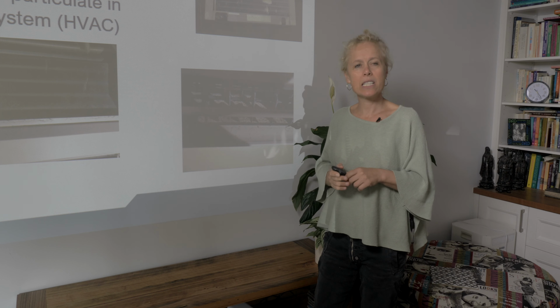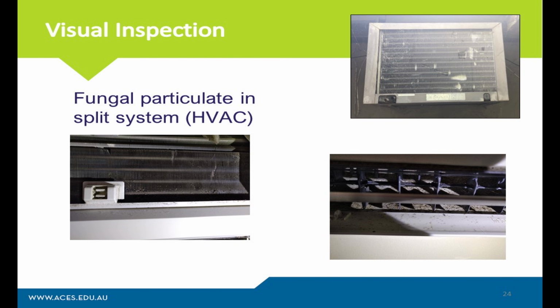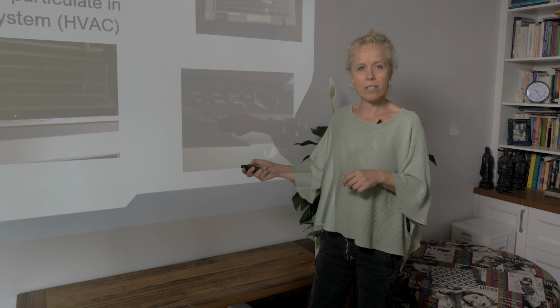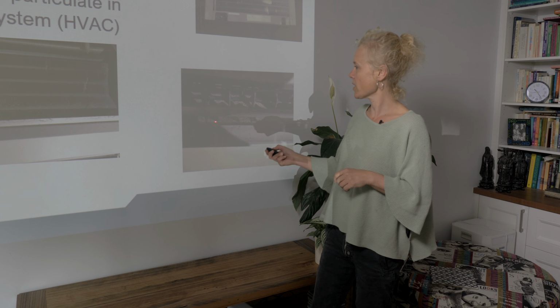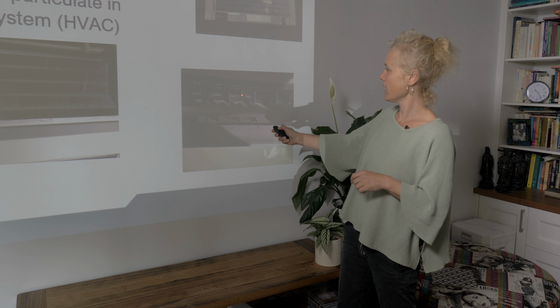Fungal particulate in the split system, you can see here, not so well, but there's high levels of dirt. We measured this, and this was over 30,000 fungal particulate spores per square inch, which is enormous, and this made these clients very, very sick. You don't want to see any dust or any fungal particulate at all in the HVAC system. You can see here this mottling here, a big problem.